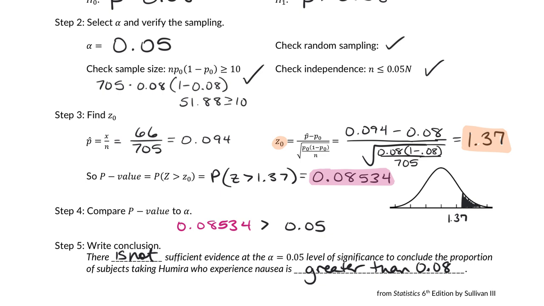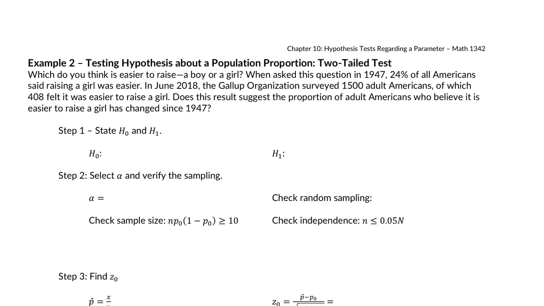Okay, let's just try this again. So we're going to do this whole process for another study. This is the process for hypothesis testing for population proportion. Here's the question. It says, which do you think is easier to raise, a boy or a girl? When asked this question in 1947, 24% of all Americans said raising a girl was easier. In June 2018, the Gallup organization surveyed 1,500 adult Americans, of which 408 felt it was easier to raise a girl. Does this result suggest the proportion of adult Americans who believe it is easier to raise a girl has changed since 1947?